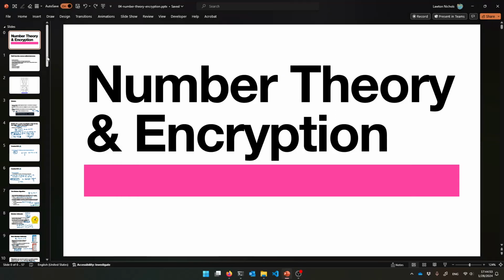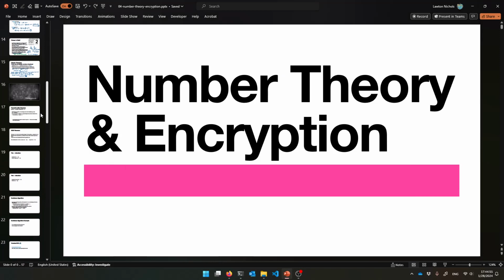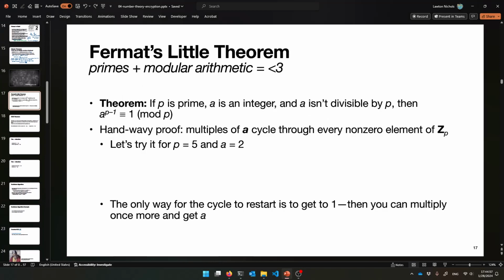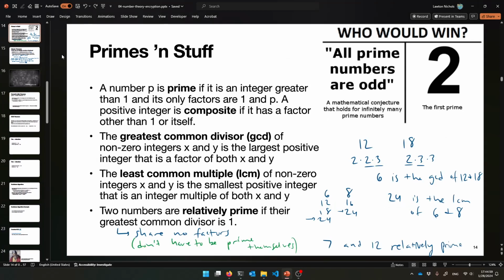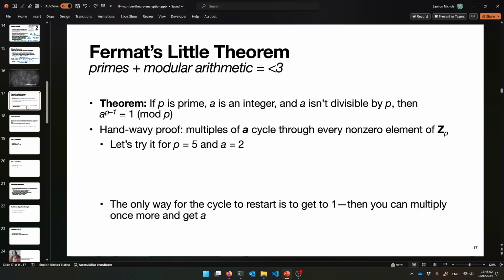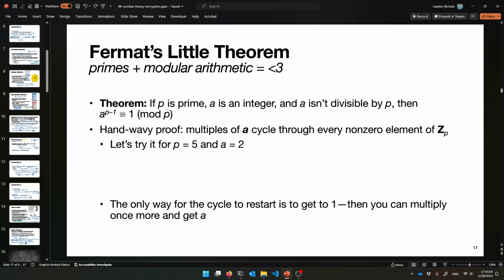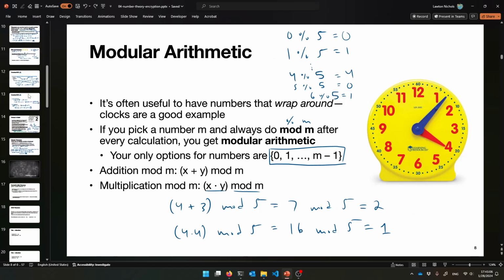Alright, welcome back to the number theory slides. Let's learn some more cool stuff about numbers. So the next place I want to go, still on the topic of primes, let's talk about primes as well as modular arithmetic, because there's plenty more to say there.